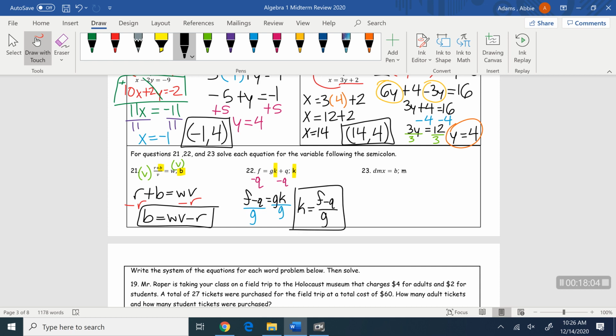Now let's look at this last one. It says to solve for the variable m. Right now I have dmx is equal to b, and I'm solving for m. Well, currently m is being multiplied by both d and x, so all I have to do is divide both sides by d and x. So m will be equal to b divided by dx.